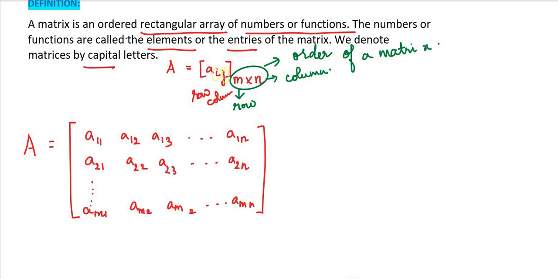We will see another example where we take matrix A with entries 2, 3, 4, 5, 6, 7. How many rows does it have? It has 3 rows, and the number of columns is 2, and therefore we say the order of the matrix is 3 by 2.